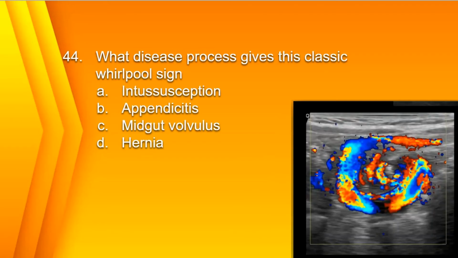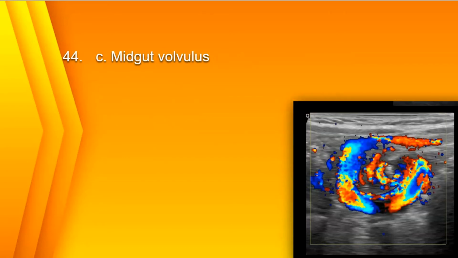Number 44. What disease process gives this classic whirlpool sign? A, intussusception, B, appendicitis, C, midgut volvulus, or D, hernia? The answer is C, midgut volvulus. This is called the whirlpool sign. You have the SMA in the center and all these other mesenteric vessels wrapping around it, causing an obstruction, which is a surgical emergency.